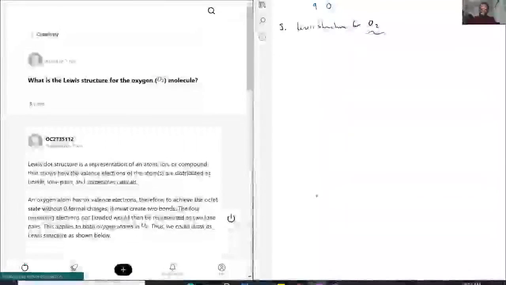Each oxygen, because it's in the 16th column, contributes 6 electrons. So in total, we're dealing with 12 electrons. Now, let's draw it out. We have 2 oxygens bonding to each other. That's what we're going to start with. So far, these oxygens are sharing 1 of their 6 electrons. So it's going to be 2, 3, 4, 5, 6 on this side, and 2, 3, 4, 5, 6 on the other.